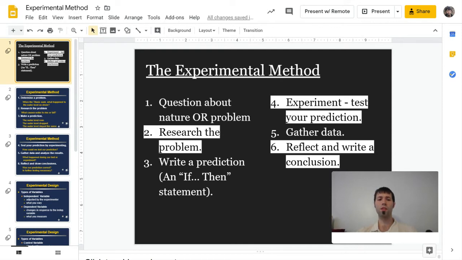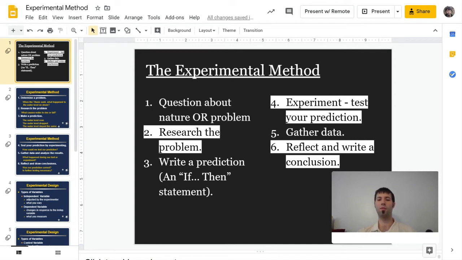So let's get started. The experimental method always starts with, number one, a question about nature or, like I said, a problem. After you have your question, you should probably do some research to understand it a little bit better. Number three is then you write a prediction about your problem. You might have also heard the word hypothesis. I like the word prediction a little bit better. I think it's a little more succinct. So you write a prediction about a problem, plus an if-then statement. We'll look at some examples in a second.